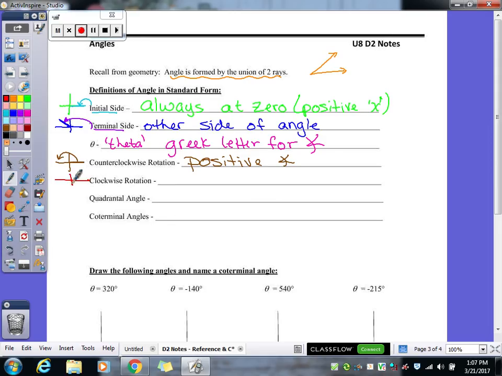A clockwise rotation, again, we always start at our initial side there. So you would go down first. That means you have a negative angle. So like negative 80, negative 110, you would go clockwise through.